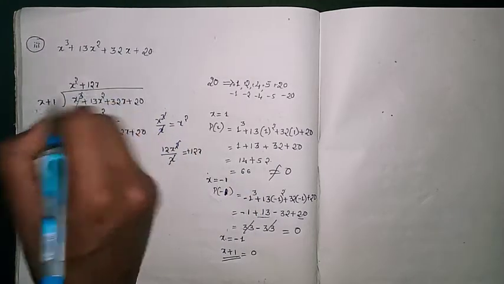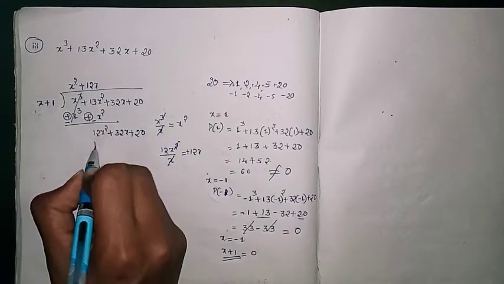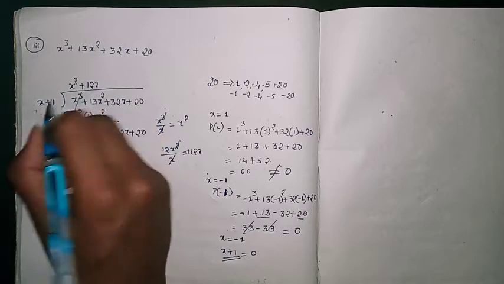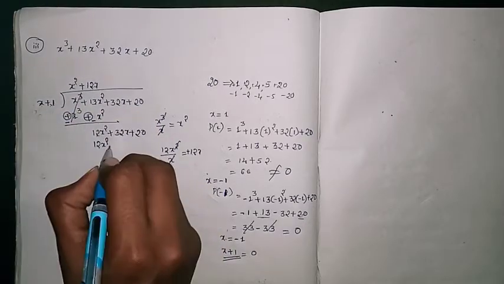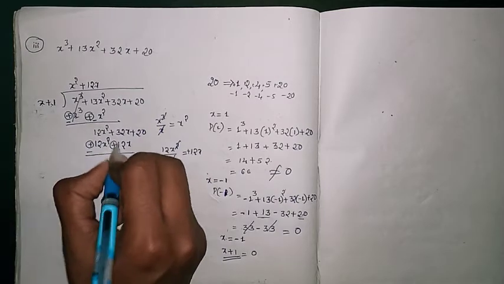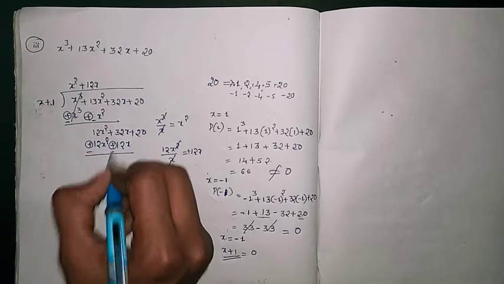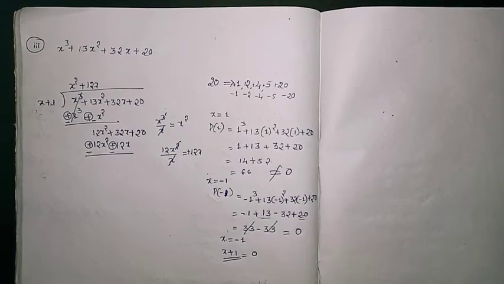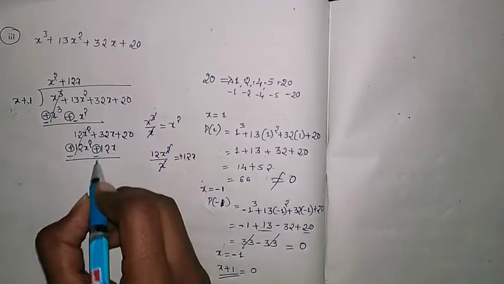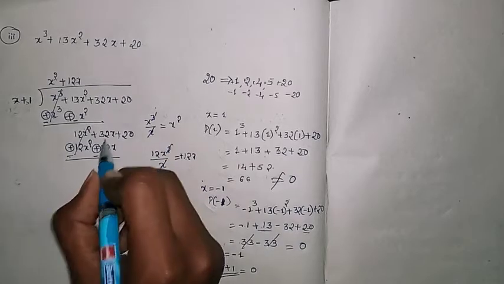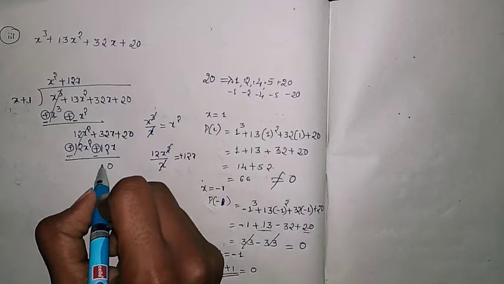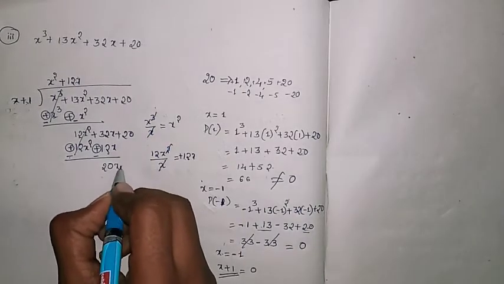So 12x into x: 12 into 1 is 12, x into x is x square, then again plus 12x into 1, so plus 12x. Now change the sign, positive changes to negative, positive changes to negative. Then subtract the terms. 12x square and 12x square get cancelled. From 32, minus 12, it is 20x plus 20.